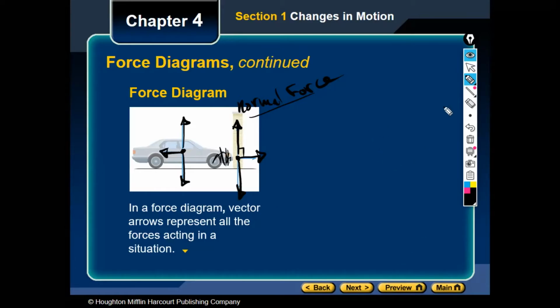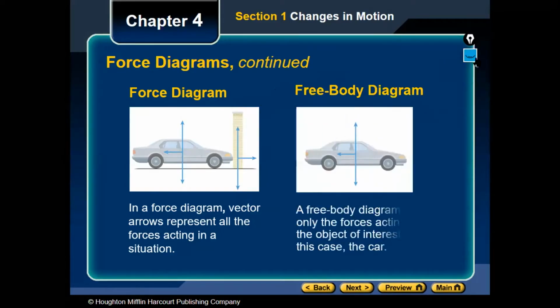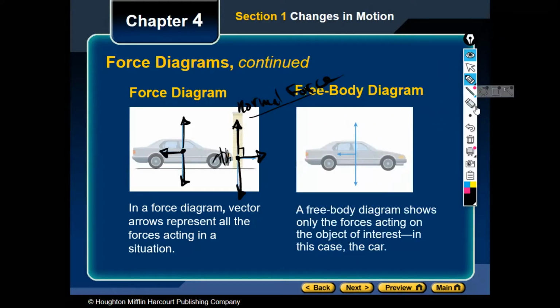On the other hand, in the free body diagram, we will focus on just the object. We are talking about the car. We will focus on just the car. We don't draw anything else. How many forces will be exerted on the car? Weight and normal force, and the wall will exert a force on the car. Just that. That is the free body diagram.